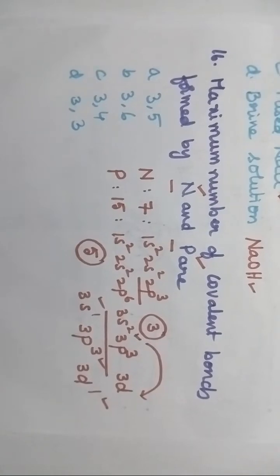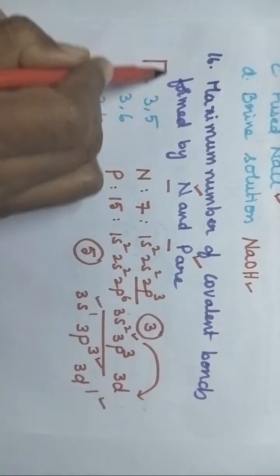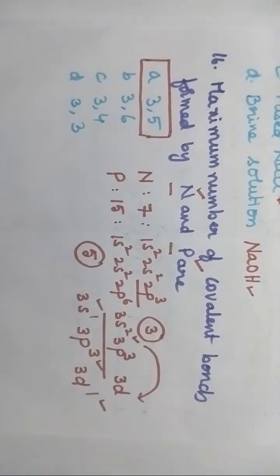So, you are supposed to guess how many maximum number of covalent bonds will be formed by nitrogen and phosphorus. Yes, Swati, very good. Tilak, very good. So, option A, 3 and 5 is the right answer.